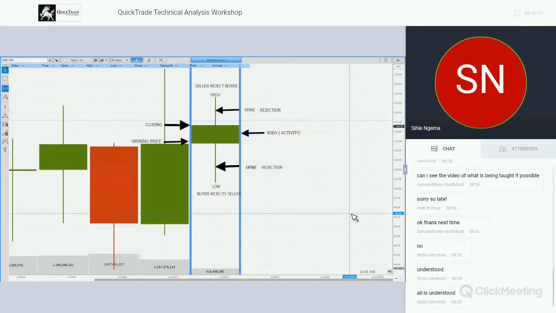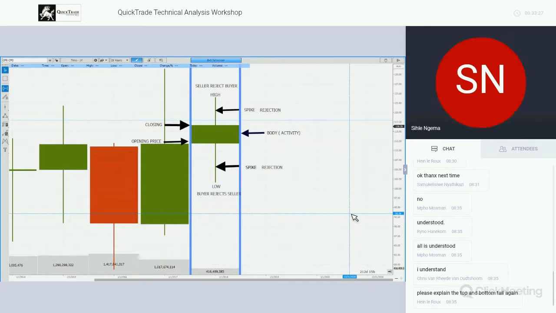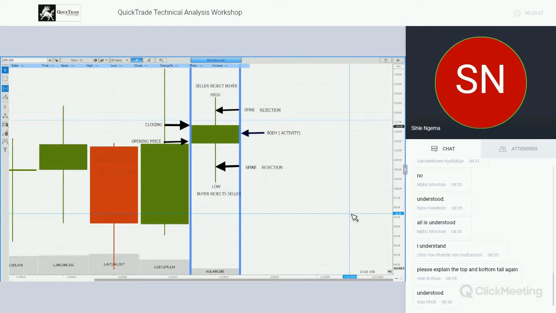So I have just identified the candlestick. Okay, the tails or the spikes or the wicks or the pins, whatever name you prefer to use, basically tell us that we have a rejection. An upper tail or an upper spike shows me the highest price reached. For that spike to be there, it simply means that the seller rejected the buyer from continuing to push the price up. The seller came in to push the price down.